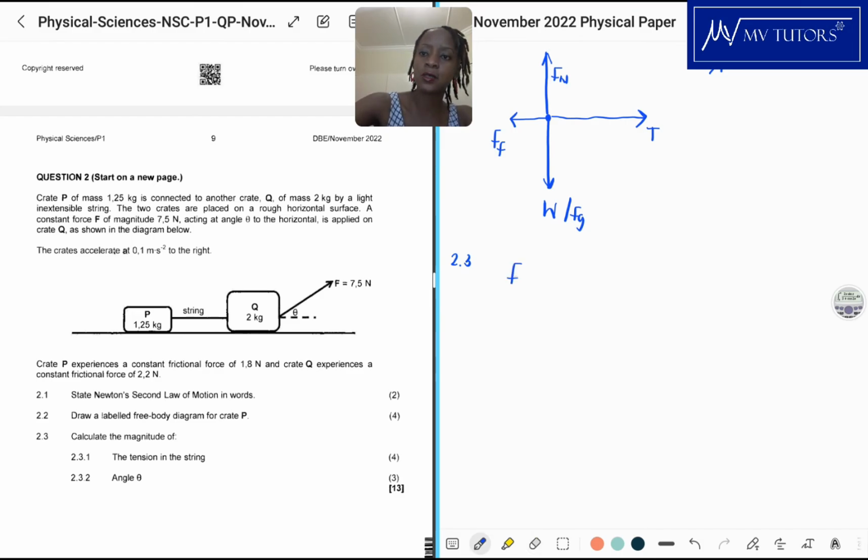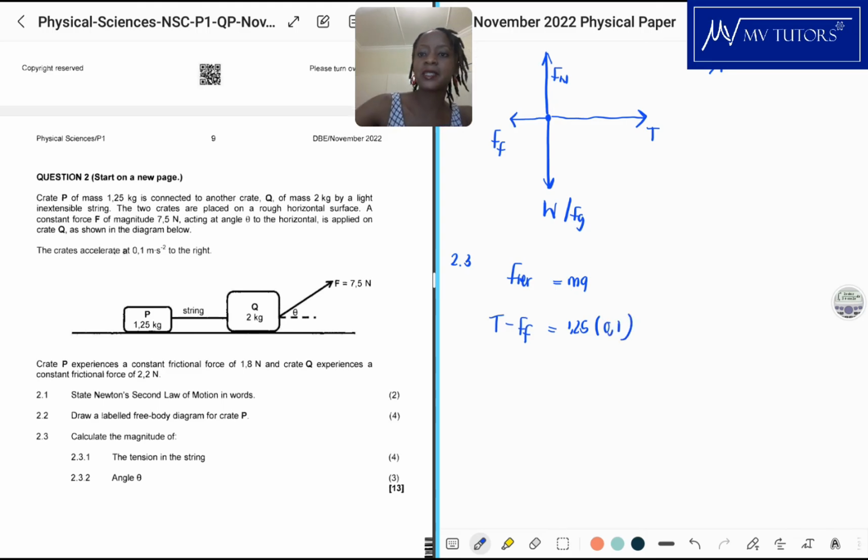Resultant force is equal to mass times acceleration. And what is the resultant force? We have tension moving in the positive direction, and we have friction force that is opposing that motion. They told us the mass of P is 1.25 kilograms, and the acceleration they also told us it is 0.1.